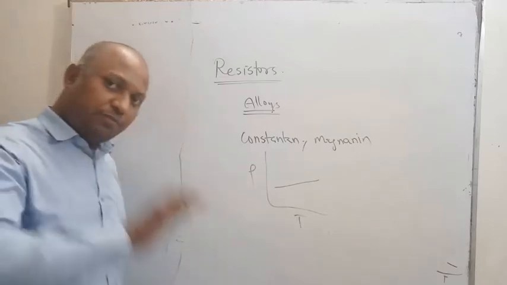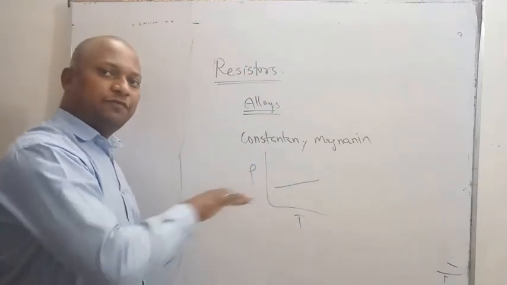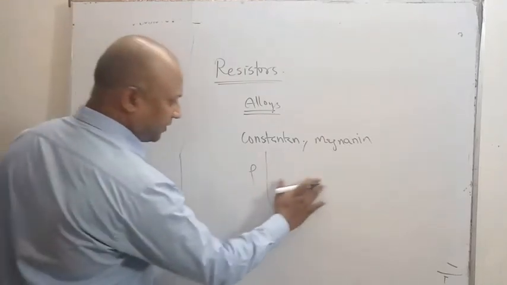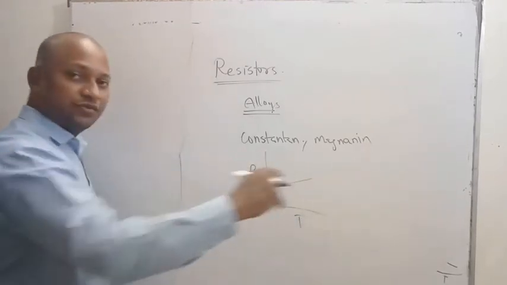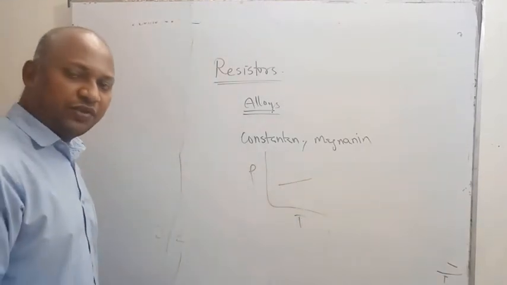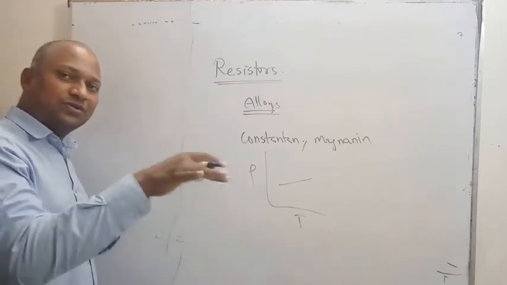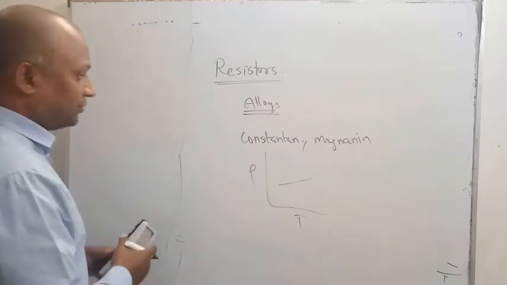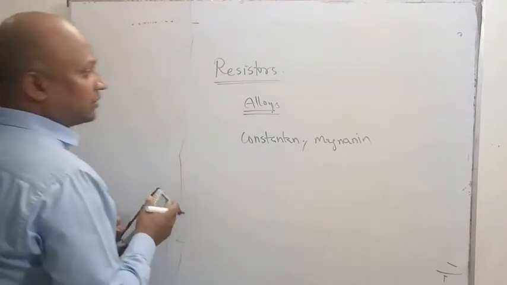For a conductor it is a big variation, and for a semiconductor also it is a big variation, but for an alloy the variation is very less. So maybe a straight line or maybe a little bit curved line, but it's a very small variation. So we say that the temperature coefficient for these alloys is almost constant, and it is small.